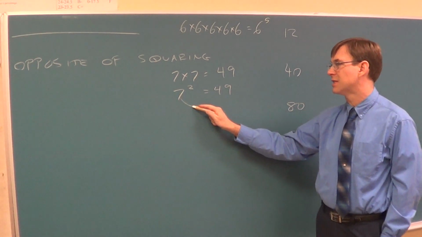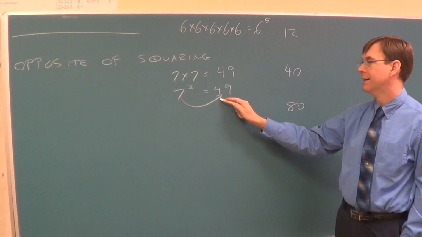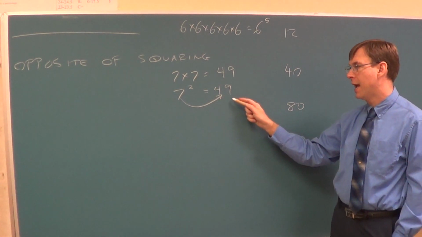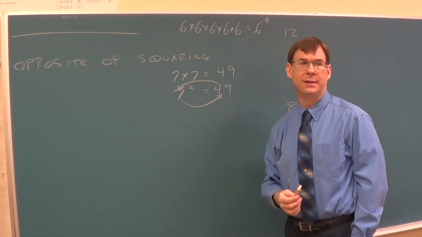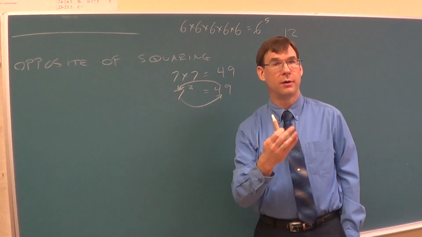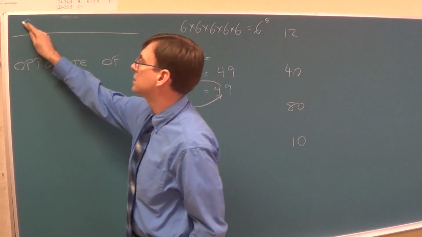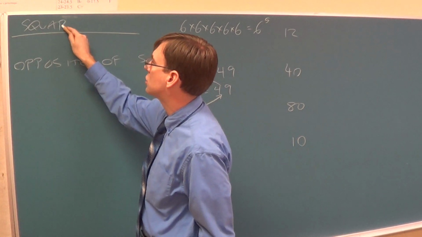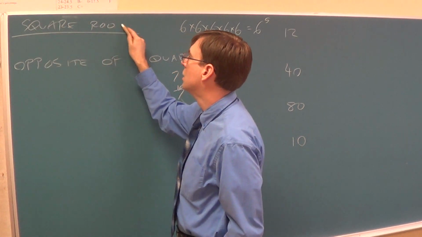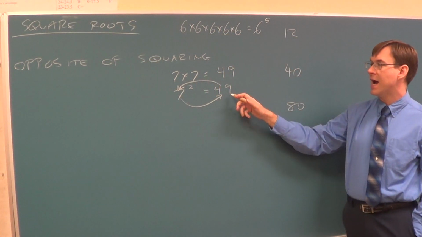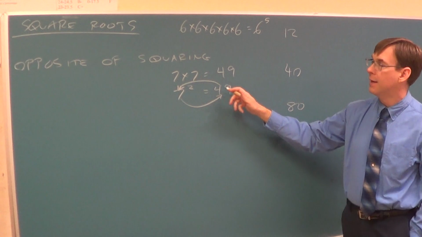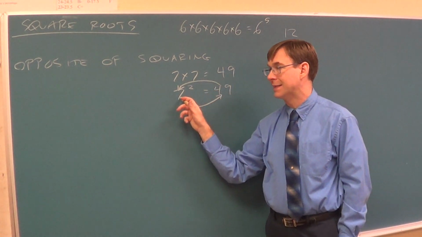Okay, so what we're doing today is the opposite of this. Squaring turns 7 into 49. Something we're going to learn about today is going to turn 49 back into 7. Does anybody know what that is called? That is called square rooting. So today we're talking about square roots. Square roots is just the opposite of squaring. If I ask you to square root 49, I'm asking you to turn it back into 7.